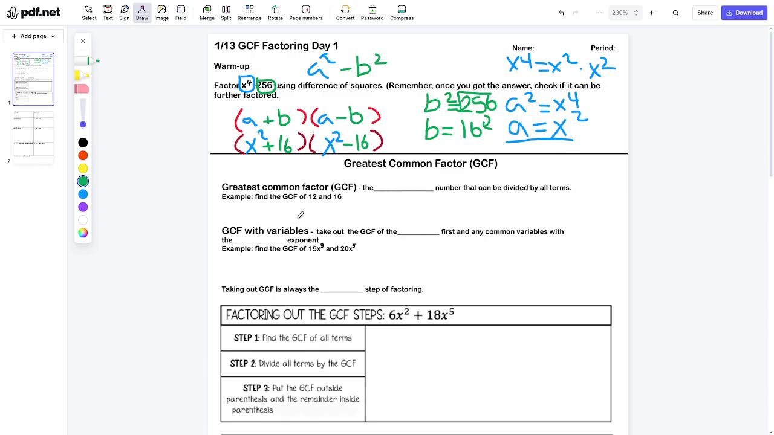We can actually reduce that again because it is a perfect square minus another perfect square. X squared is a perfect square. We've talked about that yesterday. X times x is x squared.